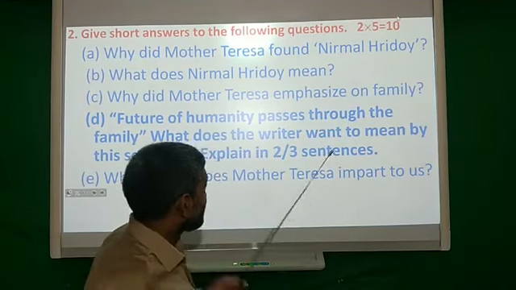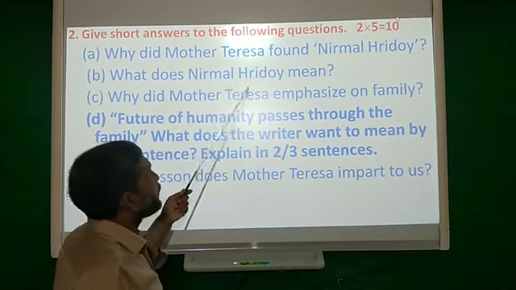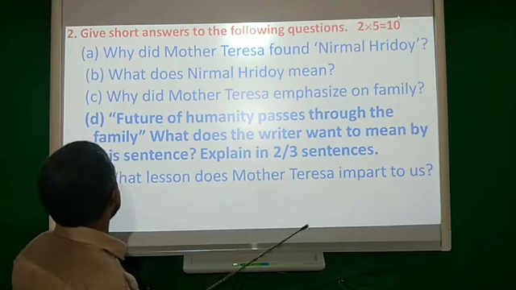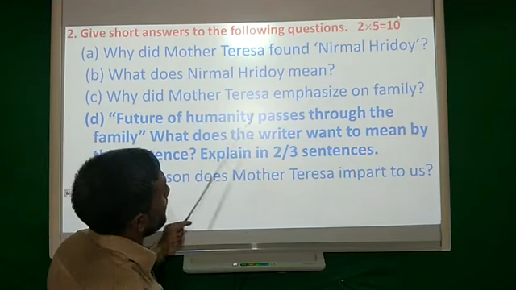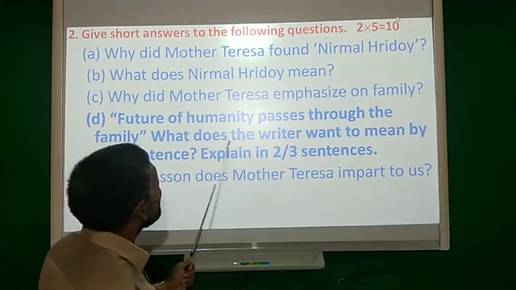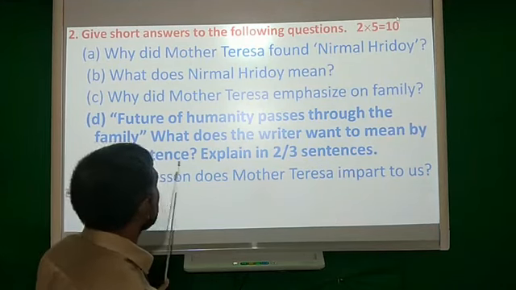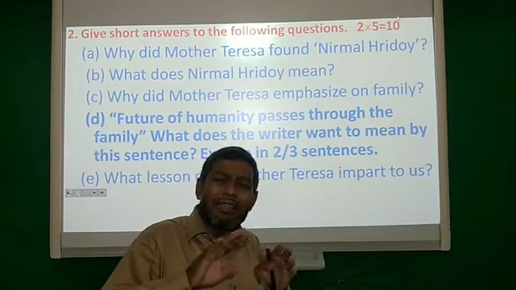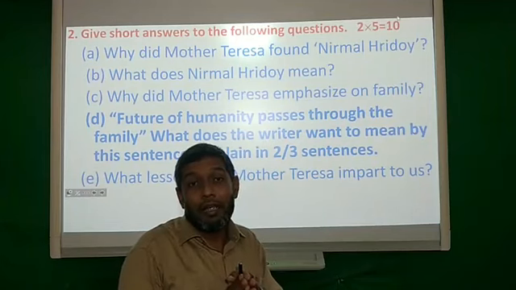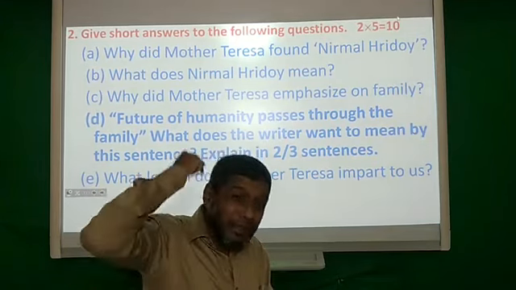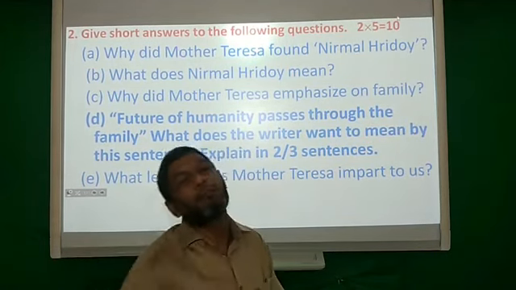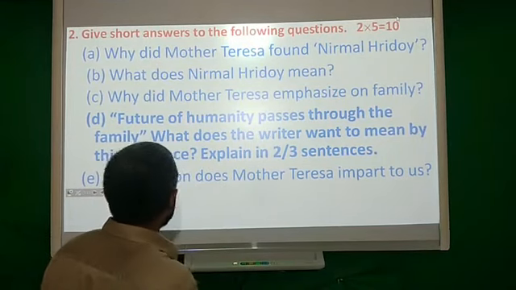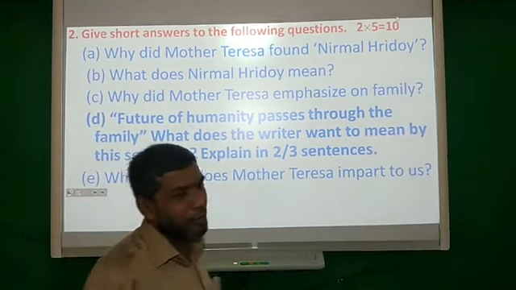So dear students, in your SSC examination, some questions will be close-ended questions, and some will be open-ended. Here I have an example for you. The future of humanity passes through the family. What does the writer want to mean by this sentence? Explain in 2 or 3 sentences. Every student will write the answer using their own memory, their own angle of view. So this question is called an open-ended question. And what lesson does Mother Teresa impart to us? This is also an open-ended question.